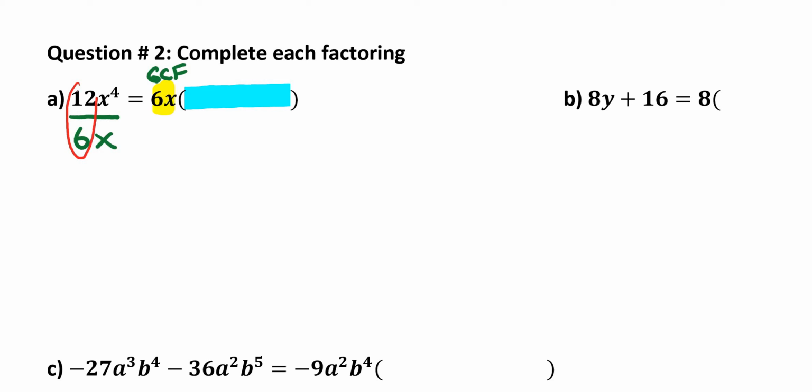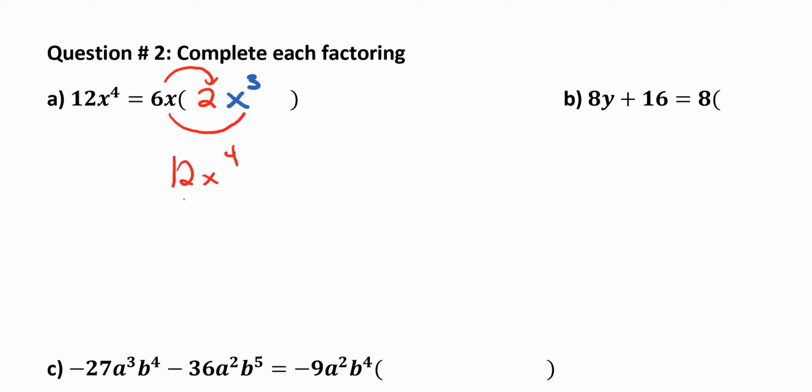And after that, you just do the math here. What's 12 divided by 6? 12 divided by 6 is 2. And if I look at x to the power 4 divided by x, that's just x to the power 3. Okay, and you can easily check your answer if you just multiply this through. 6 times 2 is 12, and x times x cubed is x to the power 4, which matches the expression on the left-hand side. So my answer is 2x cubed.